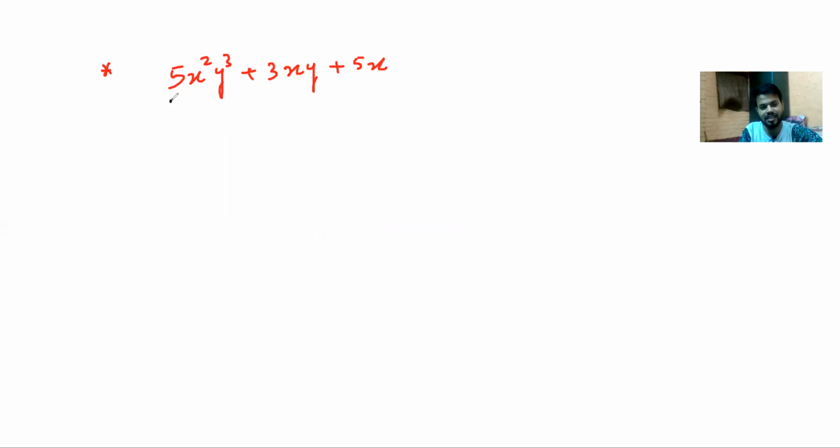So what is the degree of this particular term? In order to find the degree of this term, we have to add the powers of the variable. Here the power of x is 2 and the power of y is 3. So we have to add the powers of these variables. So 2 plus 3 is 5. Okay. Now, what is the degree of this term? The power of x is 1 and the power of y is 1.